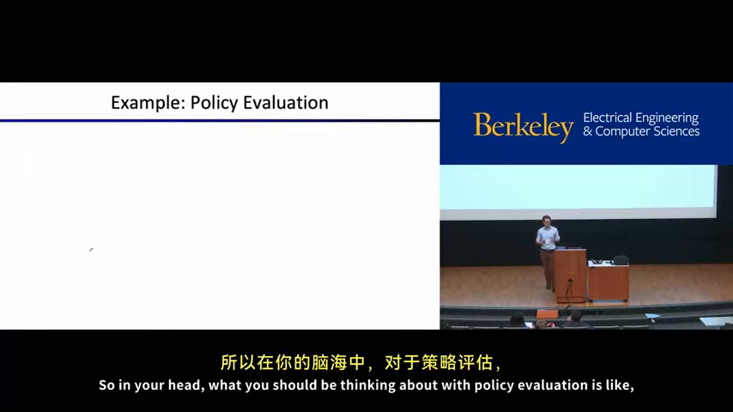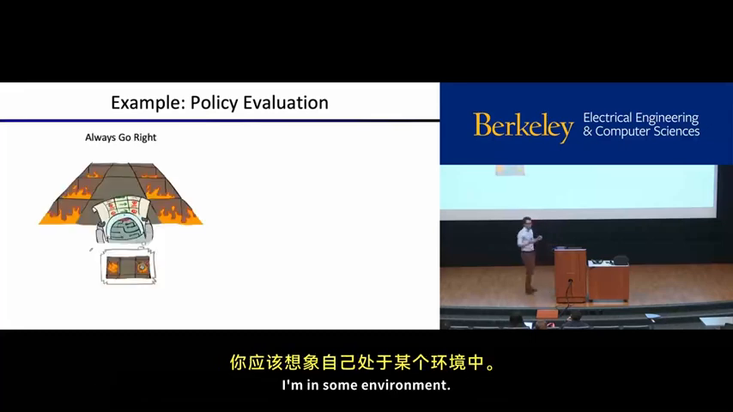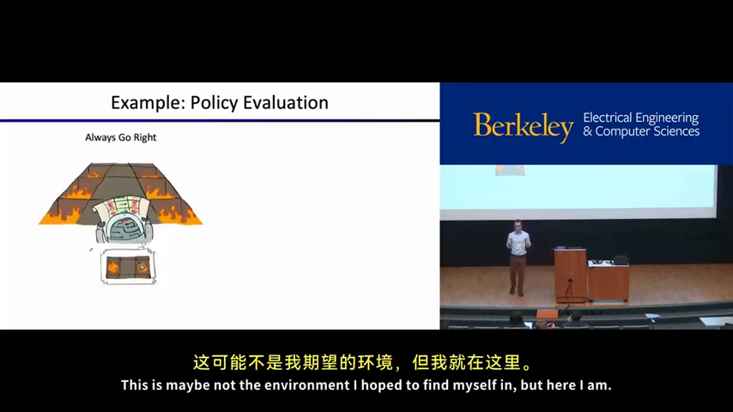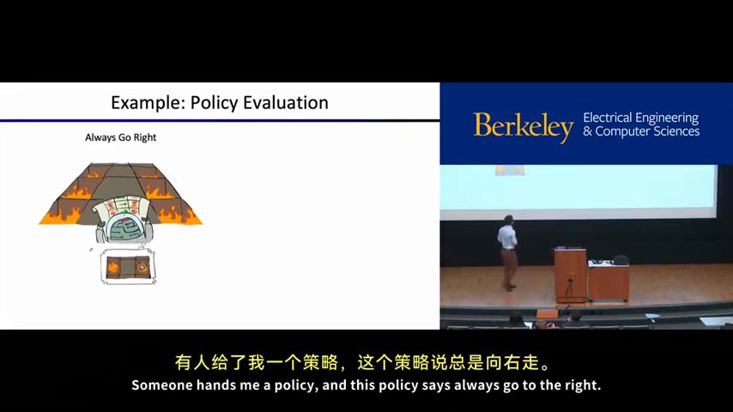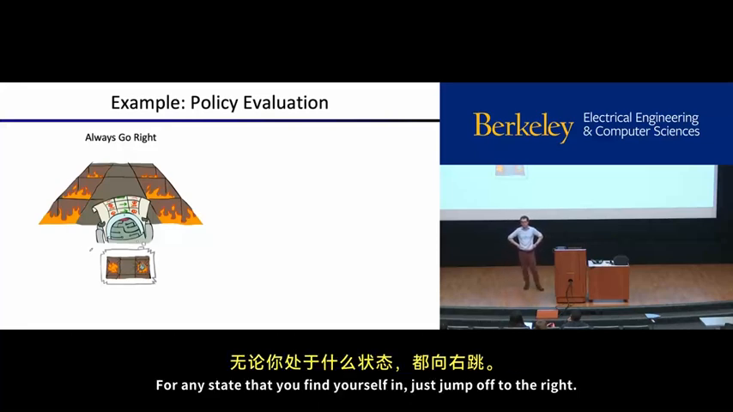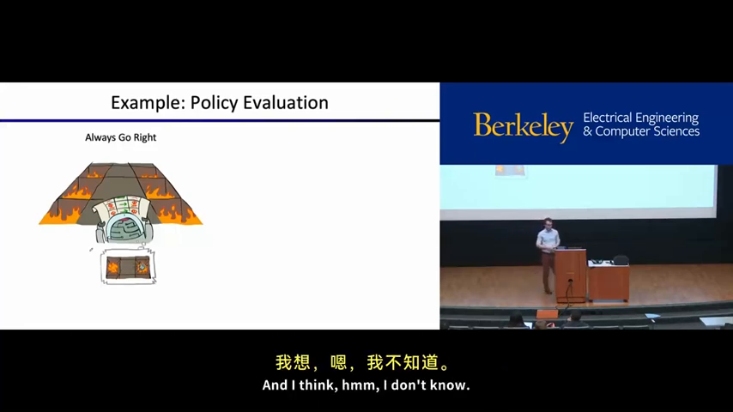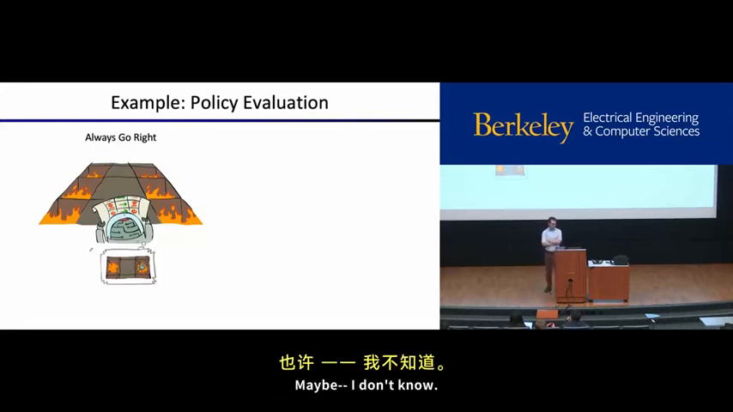So in your head, what you should be thinking about with policy evaluation is, okay, I'm in some environment. This is maybe not the environment I hoped to find myself in, but here I am. Someone hands me a policy, and this policy says, always go to the right. For any state that you find yourself in, just jump off to the right. Good luck. And I think, I don't know, is that a good policy? Maybe, I don't know. Let's find out, right?